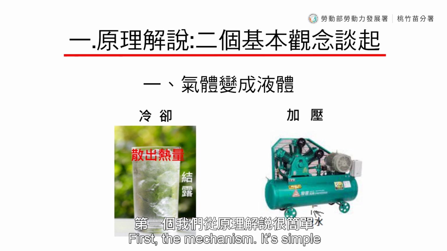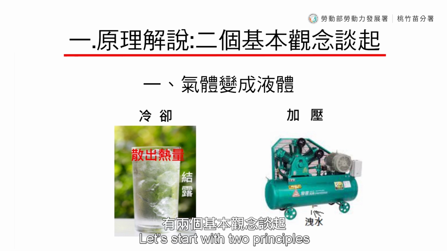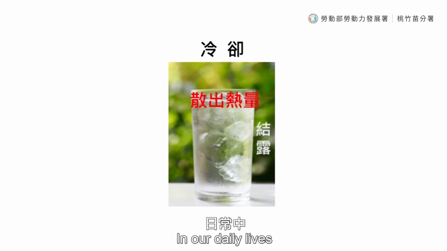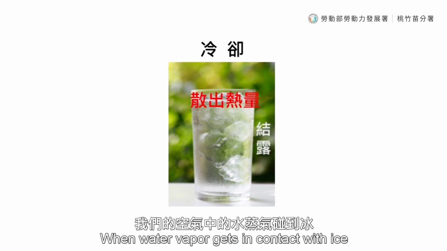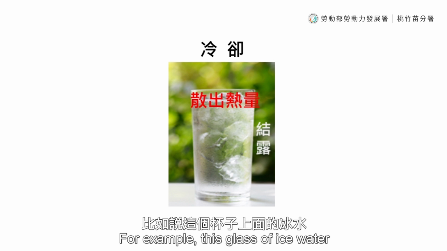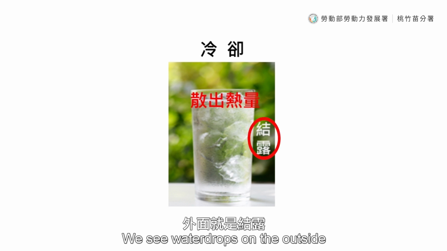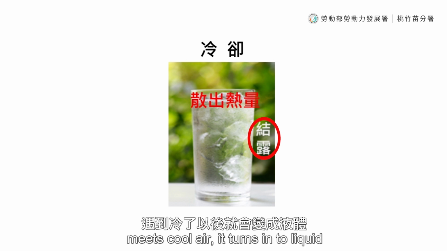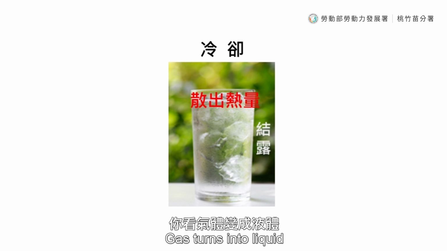First, the mechanism. It's simple. Let's start with two principles. The first one, how do gases turn into liquids? In our daily lives, you can see that when water vapor gets in contact with ice, for example, this glass of ice water, we see water drops on the outside. It's because when the water vapor meets cool air, it turns into liquid, gas into liquid.